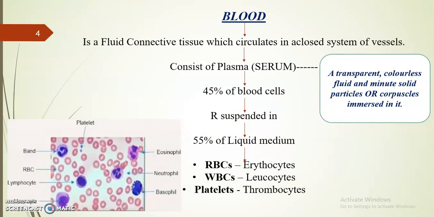Blood is a fluid connective tissue which circulates in a closed system of vessels. It consists of plasma and serum. Serum is a transparent colorless fluid, and minute solid particles or corpuscles are immersed in it. 45% of blood cells are suspended in 55% of liquid medium. The blood cells are divided into three types: RBC, WBC and platelets. RBC are erythrocytes, WBC are leukocytes, platelets are thrombocytes.